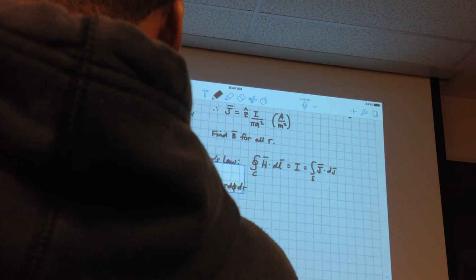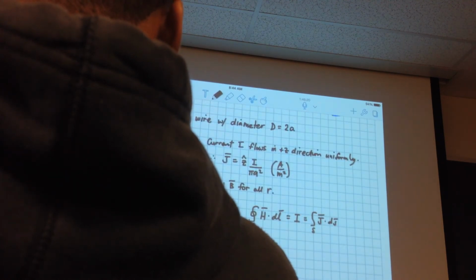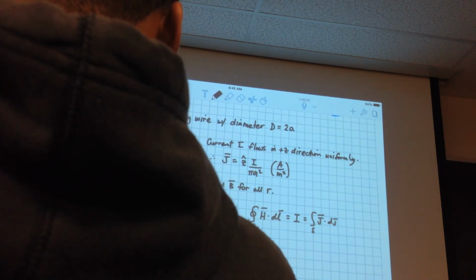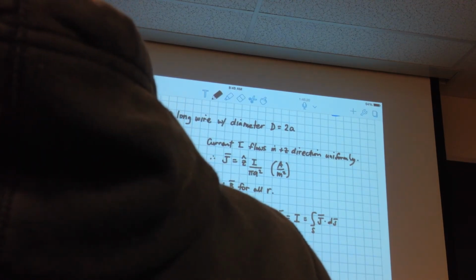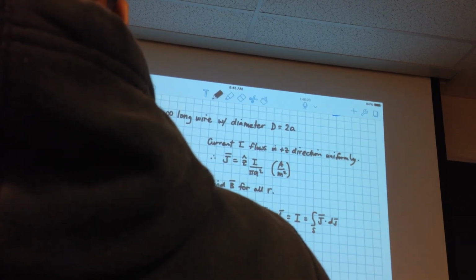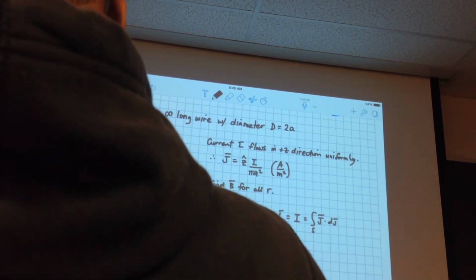That gets us around the wire. And then, how about the limits on R? 0 to A, that's the right idea, but 0 to A would capture all of the current. It's 0 to R, so you can have a function. In other words, the current inside of your Amperian contour is in fact a function of R. So it's going to be from 0 to R.